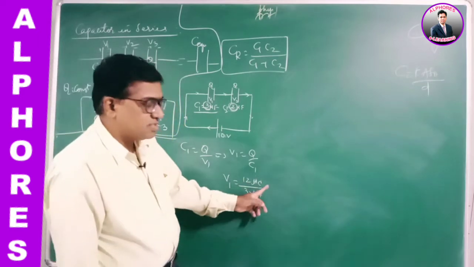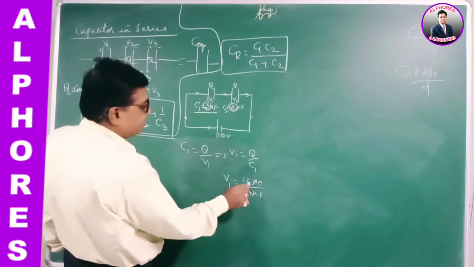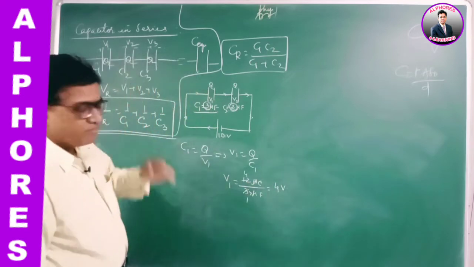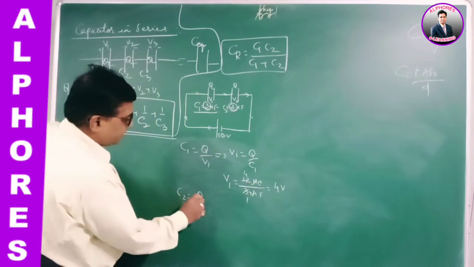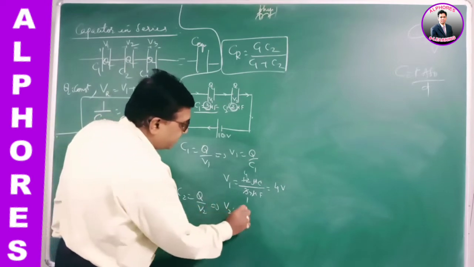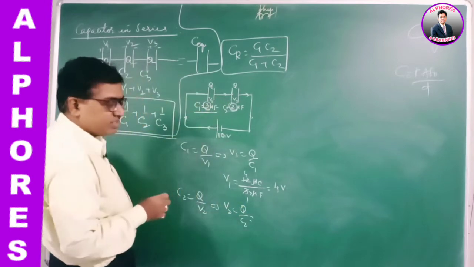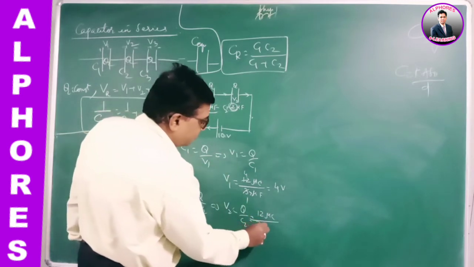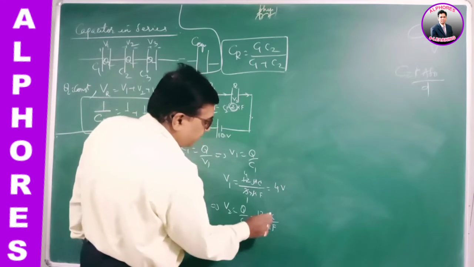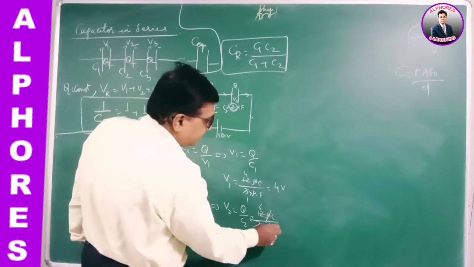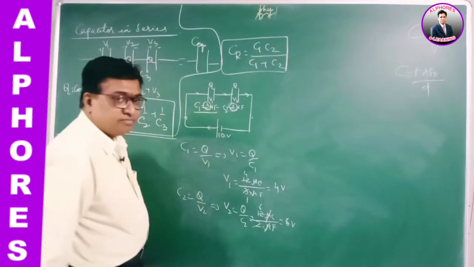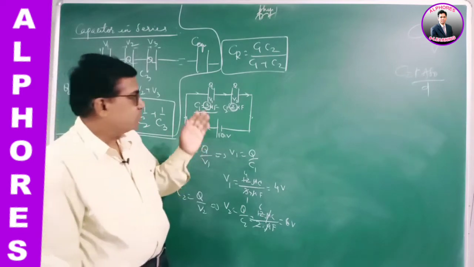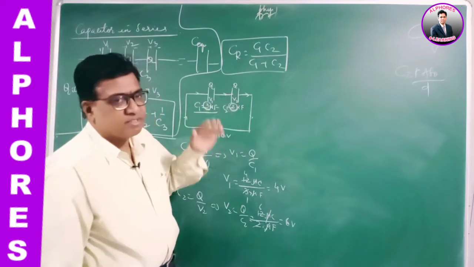Coulomb per farad is volts. So 3 ones are 3, 3 fours are 12, so it's 4 volts for the first capacitor. Similarly, C2 is equal to Q by V2, so V2 is Q by C2. The charge is 12 microcoulombs, the capacity is 2 microfarad. The micro cancels, and this is 6 volts. The total potential is 10: 4 and 6. The potential is distributed, so this capacitor will get 4 volts and this capacitor will get 6 volts.